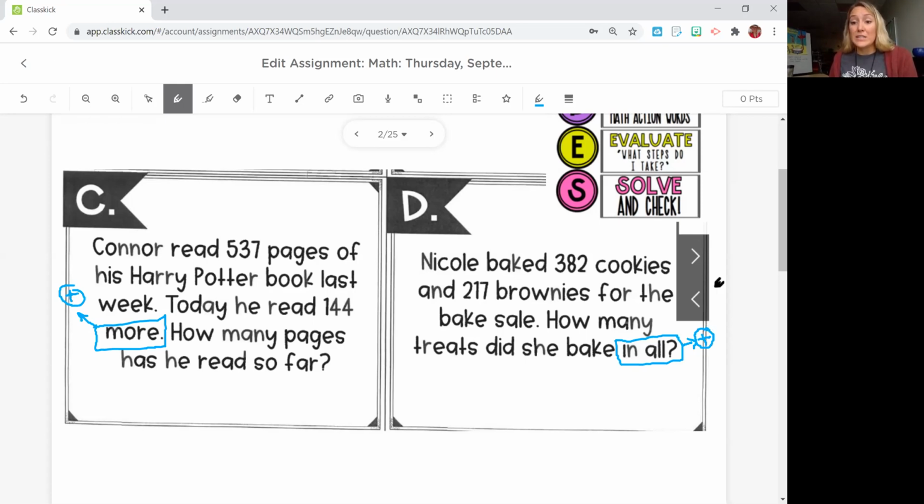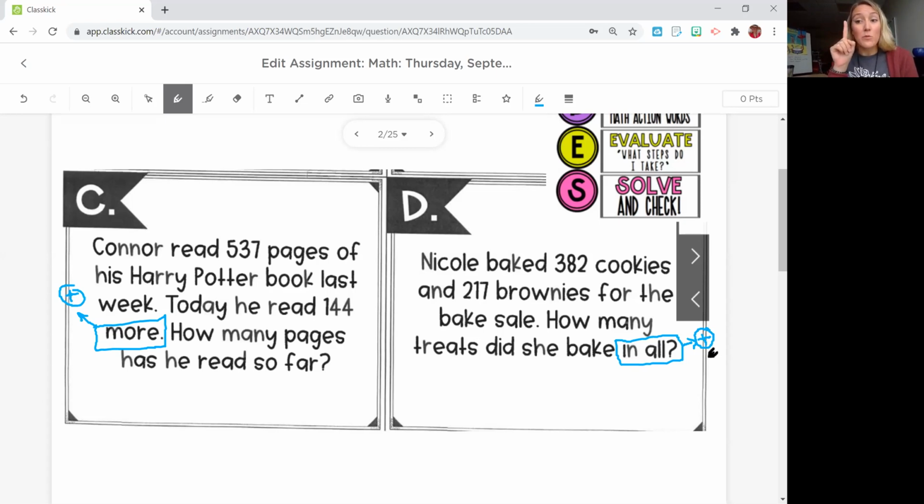Now, you will need to circle the important numbers. You'll need to underline the question. We already boxed our keyword. We figured out what we have to do with the numbers. Now you need to evaluate and solve.